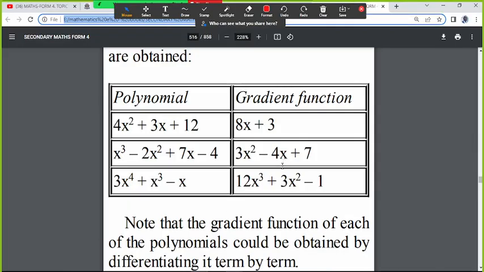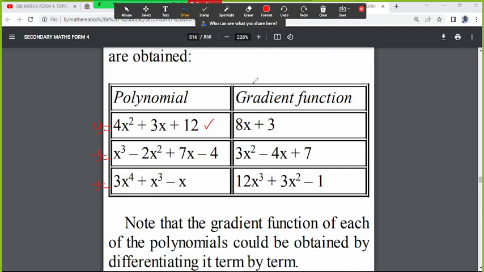Good. We are doing the derivative of a polynomial, and we have described what a polynomial is. A polynomial is an expression that has more than one term. For example, y is equal to 4x squared plus 3x plus 12. This is a polynomial. y is equal to x cubed minus 2x squared plus 7x minus 4 is a polynomial. y is equal to 3x squared plus x cubed minus x is a polynomial.